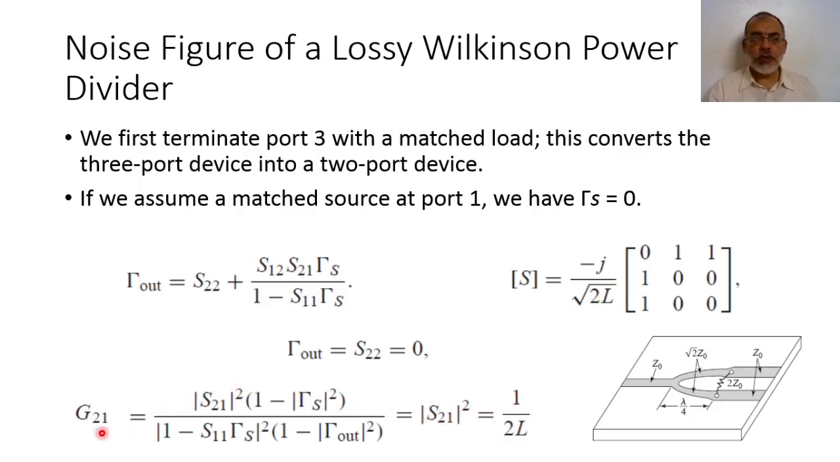So the maximum available gain for such a Wilkinson power divider, assuming that it is matched at the source, would be 1/(2L). And L here is the attenuation factor. If the attenuation factor is unity, it would be simply 1/2. So half of the input power would be transmitted to port 2.